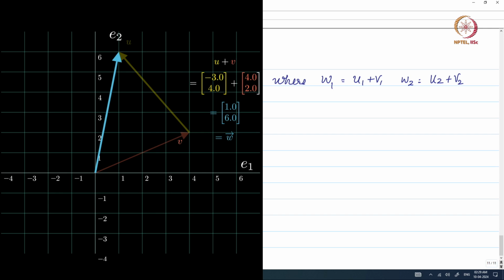We can also do a scalar multiplication of the 2 vectors and then add them. So what we see is that this w is another vector, which we call the resultant of the 2 vectors u and v.